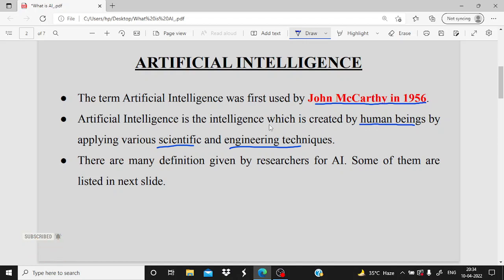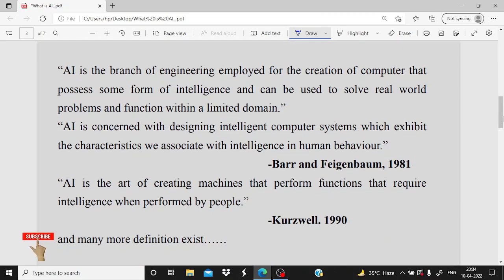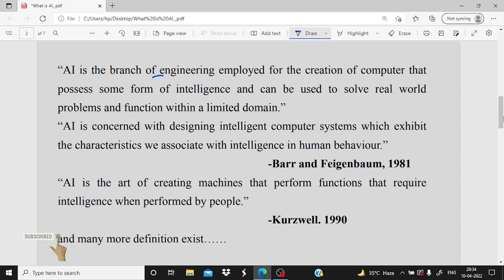Many researchers give different definitions to describe AI. Some of them are listed here. The first one: AI is the branch of engineering employed for the creation of computers that have some form of intelligence. That means we are creating computers that have some intelligence in them and they can solve real world problems and function within a limited domain. That means we are creating an artificial intelligent agent for a limited domain.